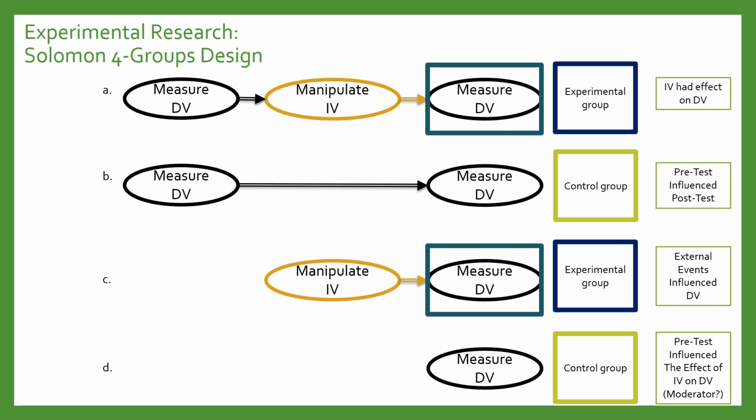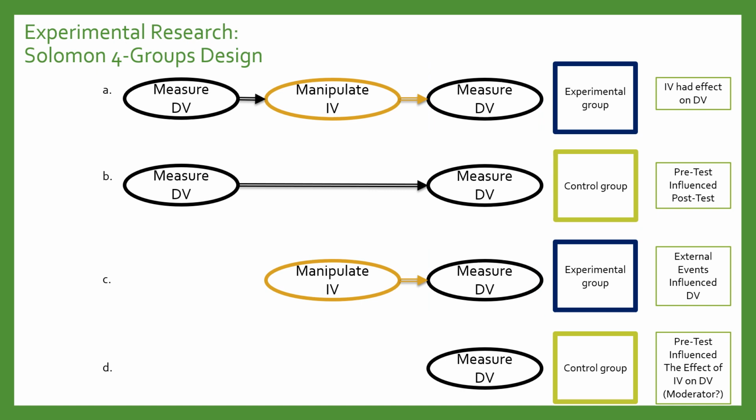If you see a big difference between the post-test for group A and the post-test for group C, then that is a sign that the pretest influenced the effect of the independent variable on the dependent variable, because the only thing that differs between groups A and C is that group A received the pretest and group C didn't. So that means there's an interaction between the pretest and the independent variable that had an effect on your results.